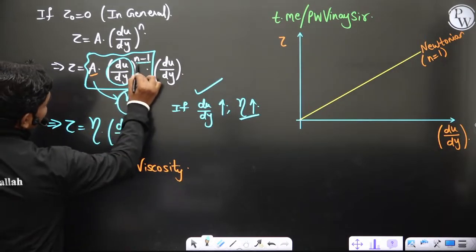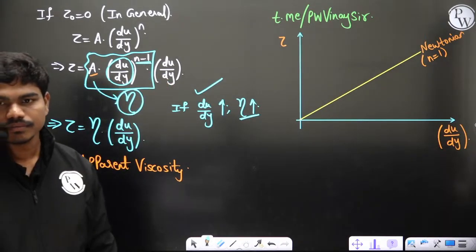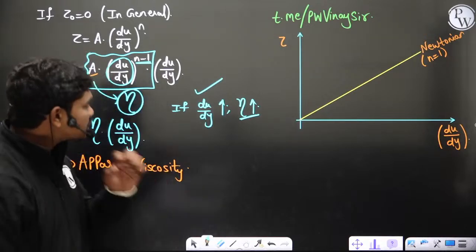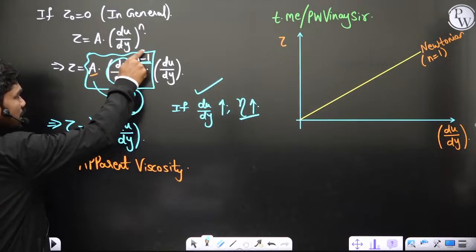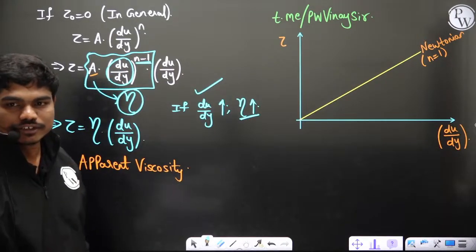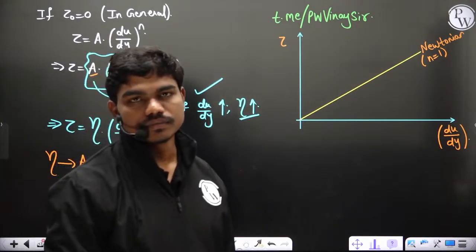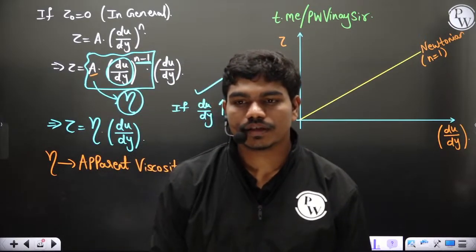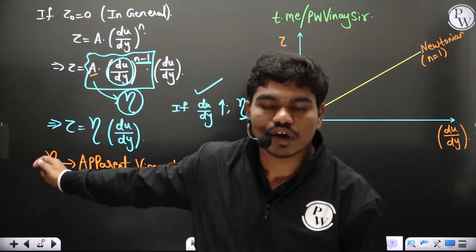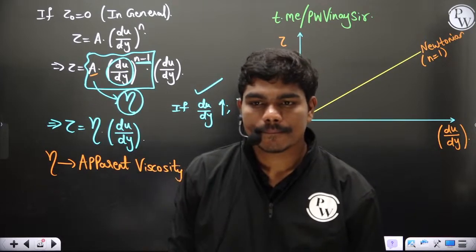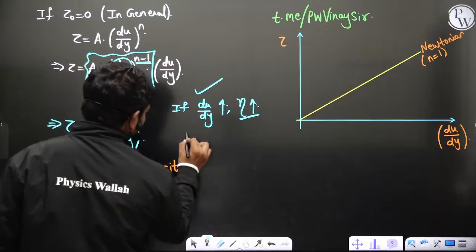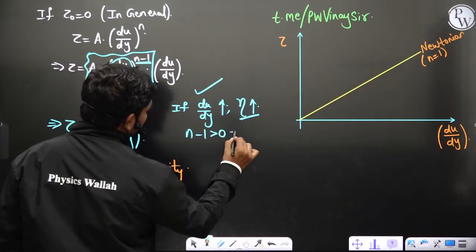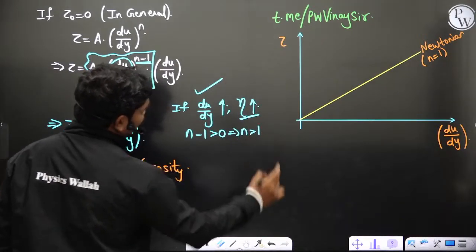Now if eta is increasing, can anyone tell me, if this quantity is increasing, that means this power has to be positive or negative? My question is, if du by dy is increasing, and this term has to increase, this power n minus 1 should be positive or negative? It should be positive. If n minus 1 is positive, this implies n should be greater than 1 obviously.